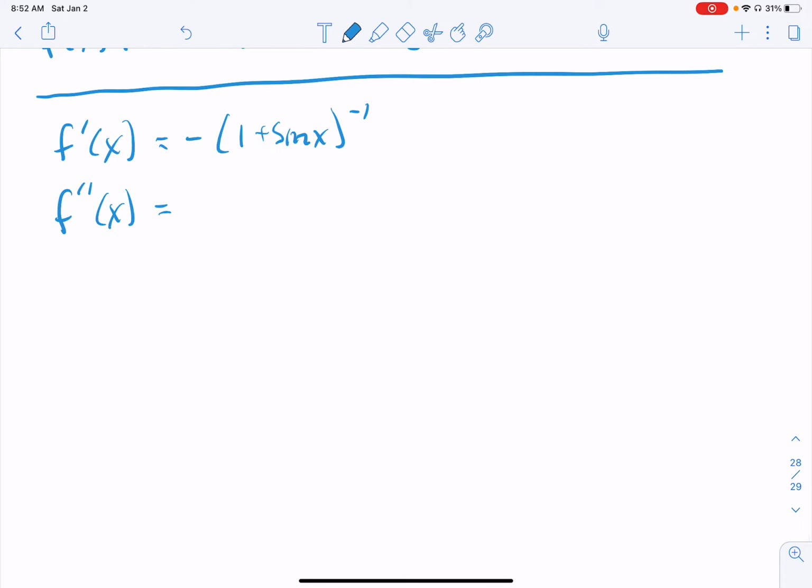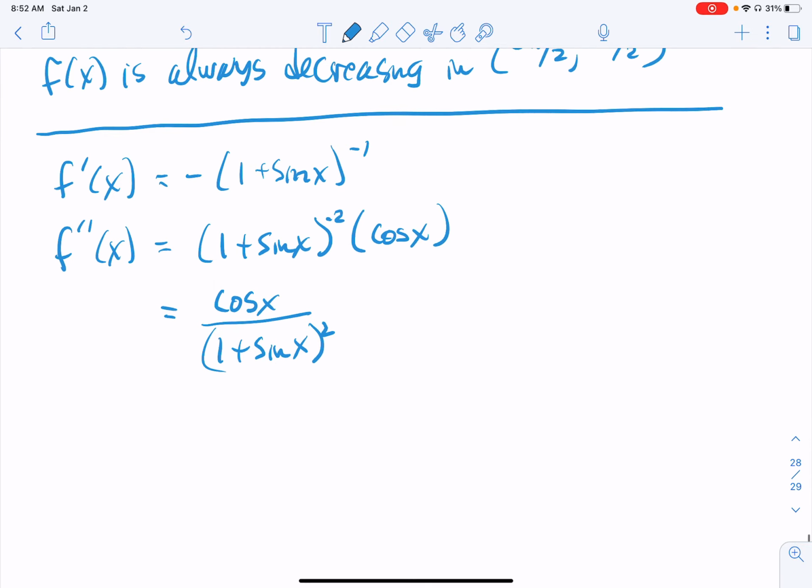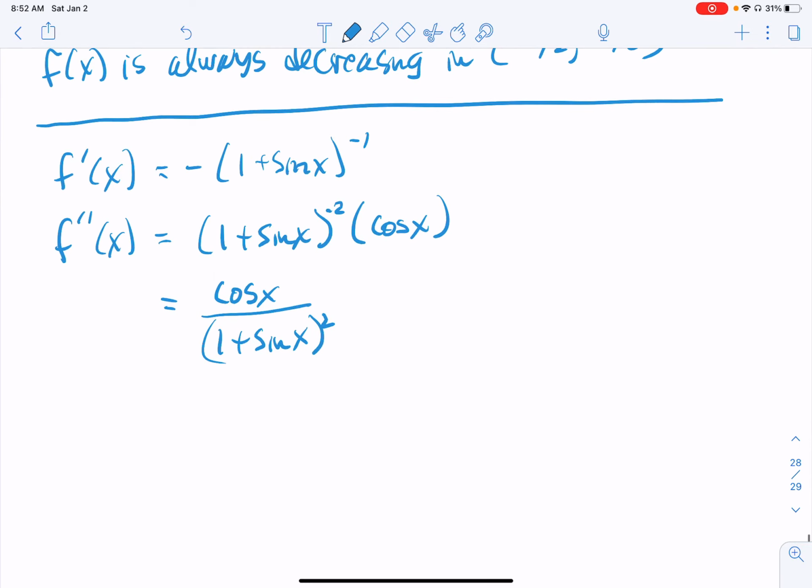So this -1 is going to leapfrog down and make it positive 1 plus sine x to the -2 power times the derivative of the interior, which is cosine. Rewrite this thing as cosine x over 1 plus sine x squared, which is super close to what the original function is. It's just that now the denominator is being squared down here.